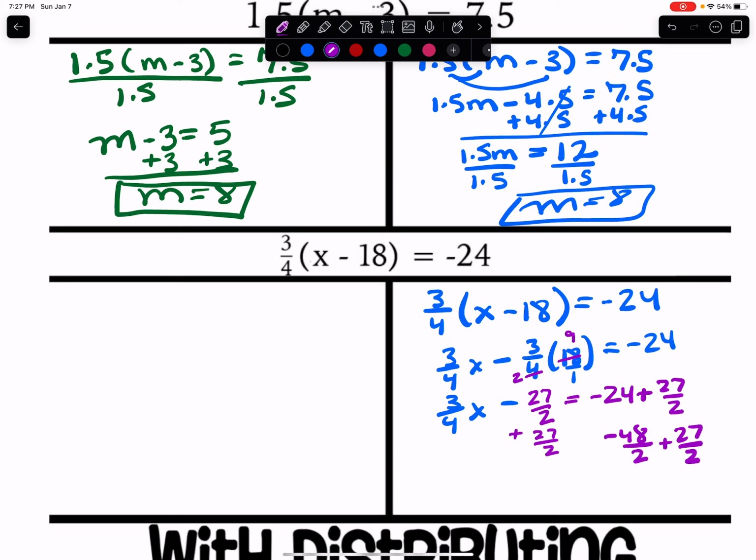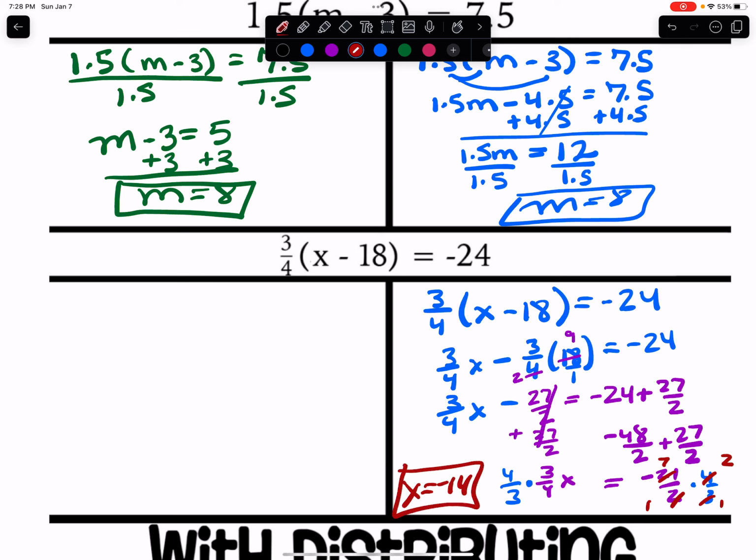And so you would do like a scoreboard for that, right? You would do negative 48, so 48 negatives and 27 positives. And so the negatives would win by 21. And then these canceled. And you would divide both sides by 3/4. Well, dividing by 3/4 is the same as multiplying by 4/3. So let's see what happens over here. We're going to have all kinds of great cross canceling. 2 goes into 2 once, 2 goes into 4 twice, 3 goes into 3 once, 3 goes into 21 7 times. So negative 7 times 2 is negative 14. So x is negative 14.